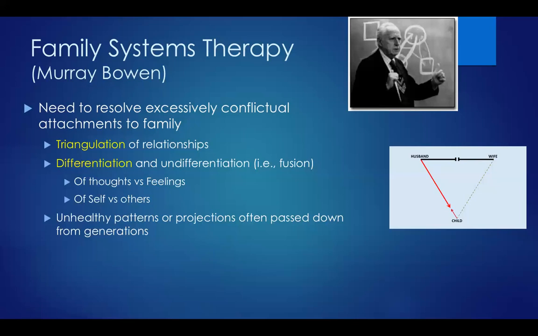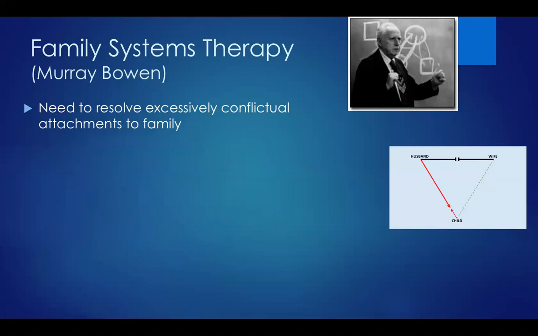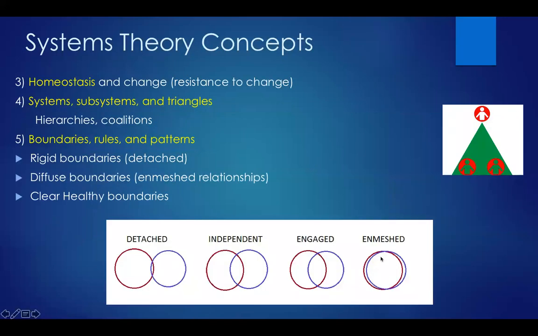The next concept to talk about is differentiation and undifferentiation. So differentiation is our ability to differentiate between ourselves and others. So this would be this bullet point. And if we go back to this slide, this person is undifferentiated. They're just one and the same with some other person. They're enmeshed. Versus these people are maybe too differentiated. They're too separate.